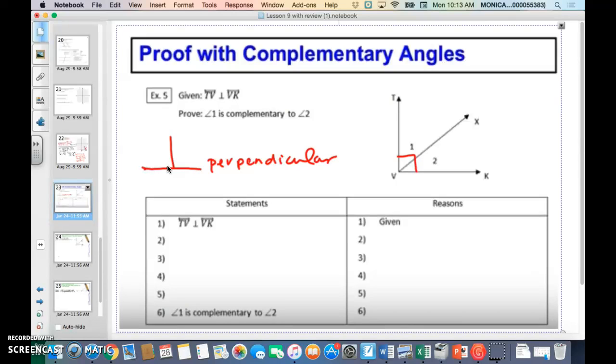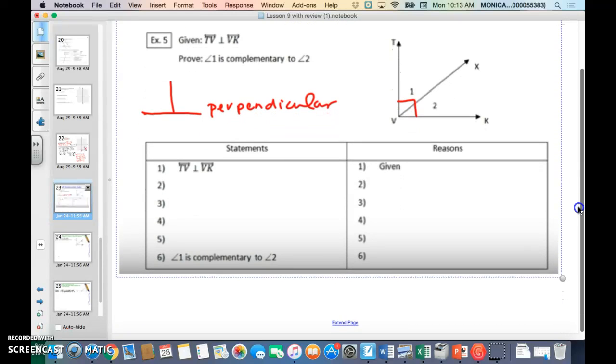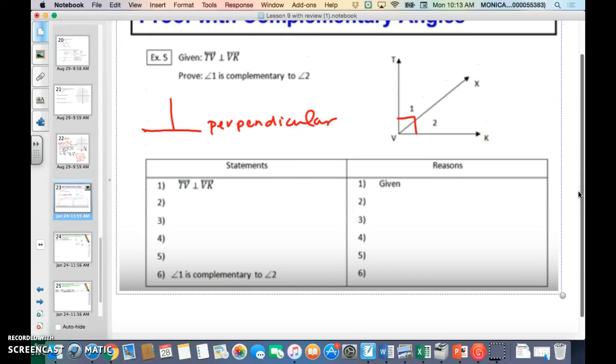And we need to give reasons for why these things are occurring so that we can finally prove that angle 1 is complementary to angle 2. All right, so how is this done? Well, to get started, the first thing we know is that this is our given statement. You're always going to start with your given statement.